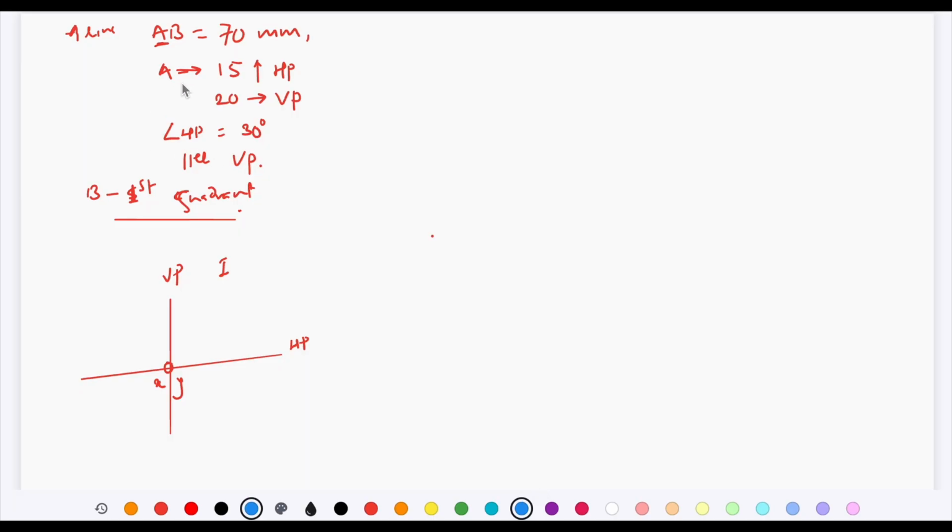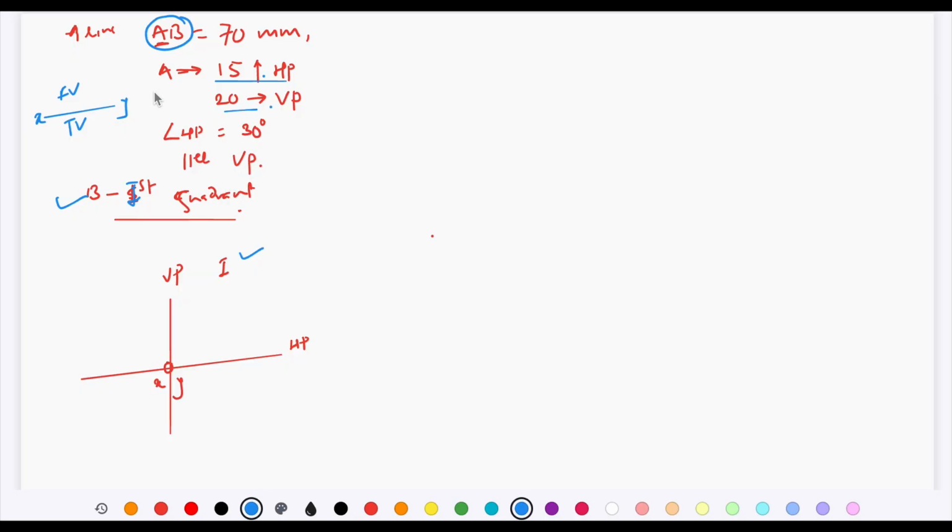Now from the position of point A, it is above HP and in front of VP. For point B it is specifically stated that it is located in the first quadrant, so we know that the whole line AB is located in the first quadrant only. So when it is located in the first quadrant, we know that the front view of the line will appear above the XY line and the top view will appear below the XY line.